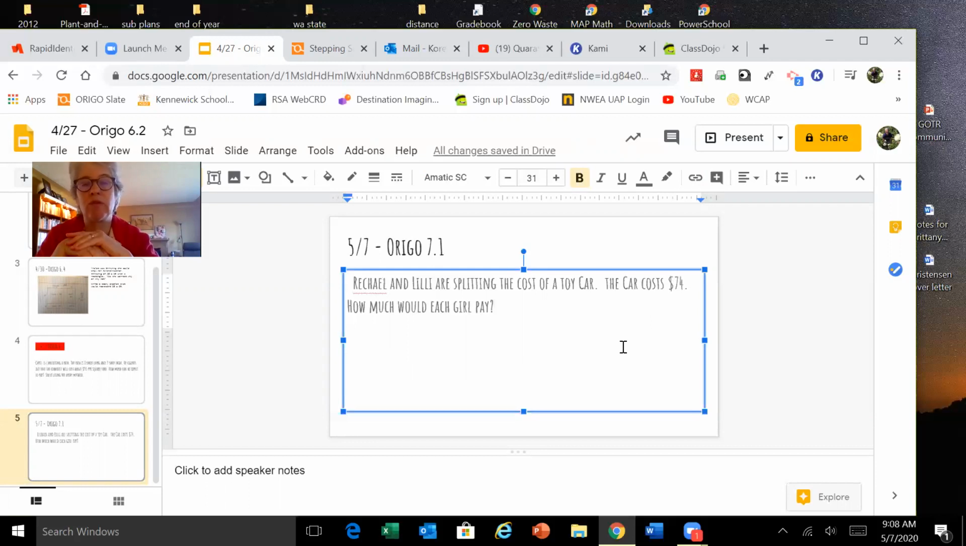So today with your assignment, I want you to come up with any way you can solve this. It might be a picture, it might be a number bond, it might be a traditional algorithm, absolutely any single way you can think of how you could divide this number into 2 parts. Okay, kids, good luck with that. And I'll see you in a little bit.